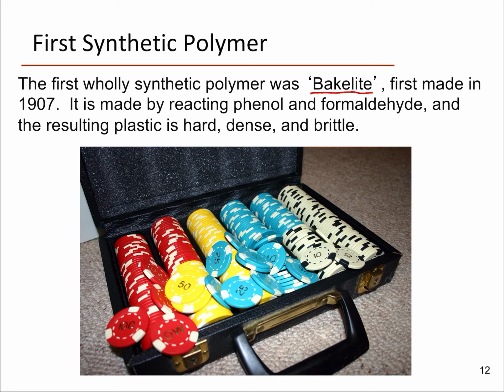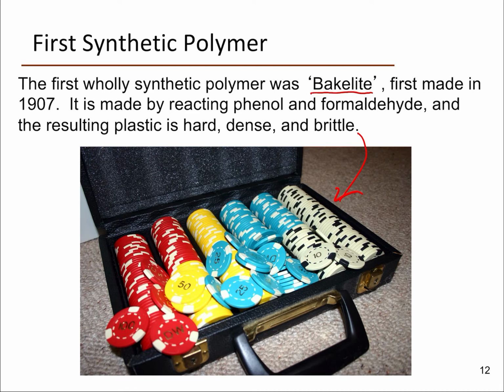It's actually a lab that we do in our organic chemistry courses, making this, and students get to see what that's like. It's made by reacting phenol and formaldehyde, which are both common and cheap materials. The resulting plastic is very hard, very dense, and very brittle, and has characteristics very similar to dry clay. One of the very first things it was put into use for was as a replacement for clay for making things like poker chips.